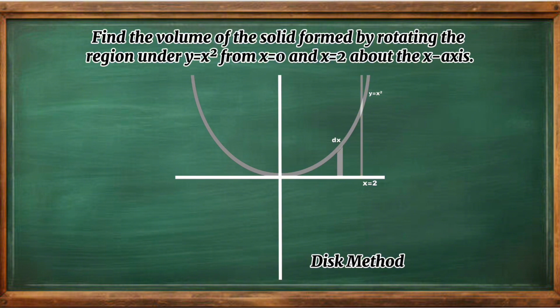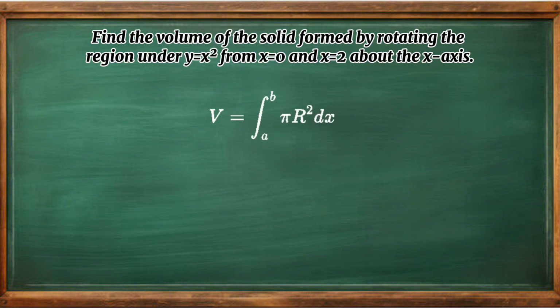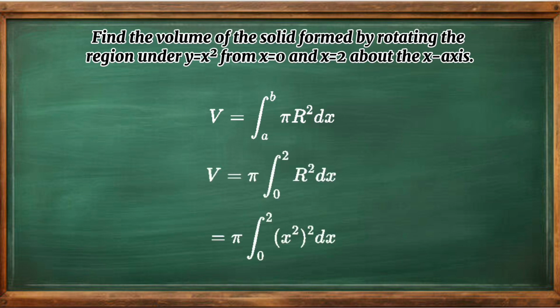The formula of this method is V is equal to the integral from a to b of pi r squared dx. Our value of r is y. Since we have the value of y, which is x squared, we plug it into our r. And our limit is 0 to 2 since it's already given in our problem. So, we plug it into our formula. Therefore, we have V is equal to pi integral from 0 to 2 of x squared raised to 2 dx.